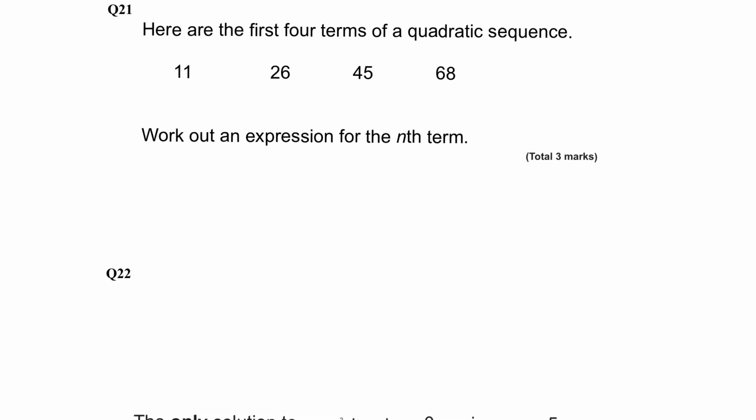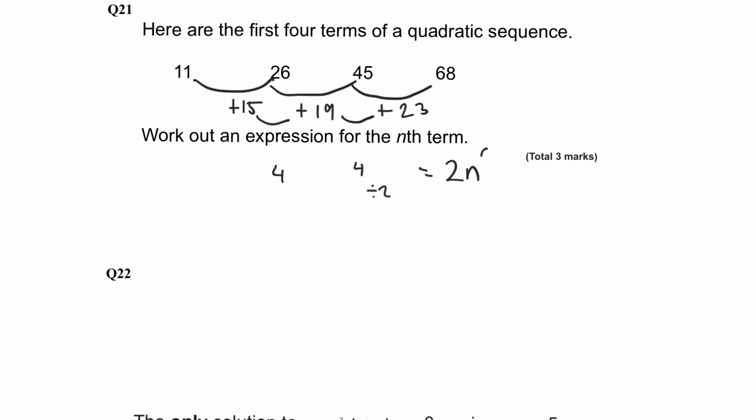And then going on to question 21, it's given us the first 4 terms of the quadratic sequence, and it wants us to work out the nth term. So the first step is you need to work out the difference. So it goes plus 15, plus 19, plus 23. Then the difference between 15, 19, and 23 would be 4 and 4. Divide that by 2. So it'll be 2n squared, because we're dealing with a quadratic sequence.